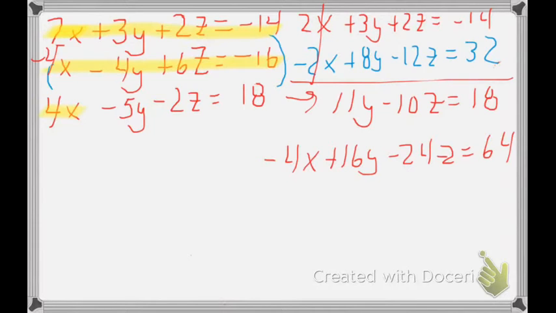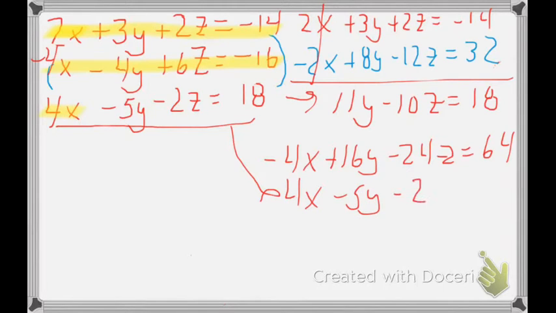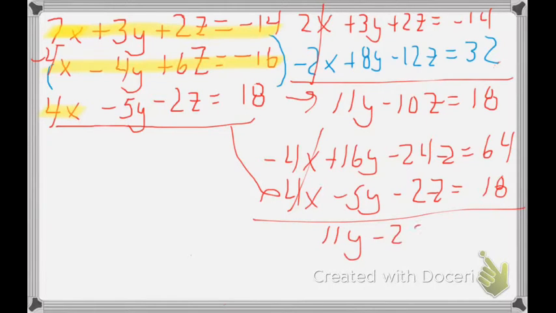Again, that's the middle equation multiplied by negative 4, which yields this here at the bottom. Now I'm going to bring this equation down below here. So this will become 4x minus 5y minus 2z, and that's going to equal 18. Let's add these two equations together. The x's go bye-bye. So now we have 11y minus 26z, and this is going to equal 82.